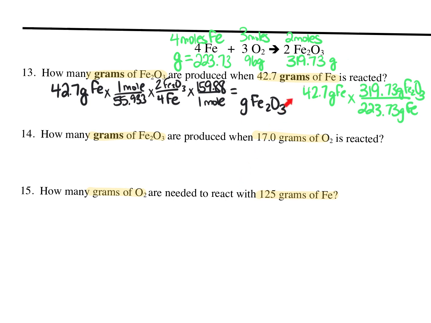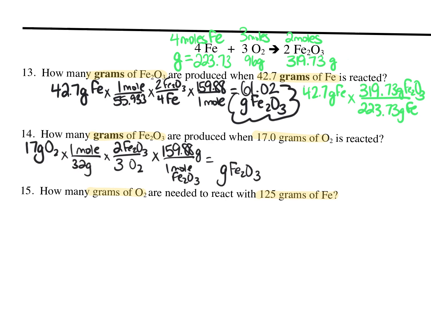The other method of solving this problem, I'm going to use the balanced equation to find out how many grams of iron. Well, the balanced equation says 4 moles, so 4 moles of iron would weigh 223.73 grams. So I don't want grams of iron, so it's going on the bottom. I want to find out how many grams of iron oxide, so I'm going to look at the balanced reaction. It says 2 moles of iron oxide. 2 moles of iron oxide would weigh 319.73 grams. So you get 61.02 grams of iron oxide as an answer.